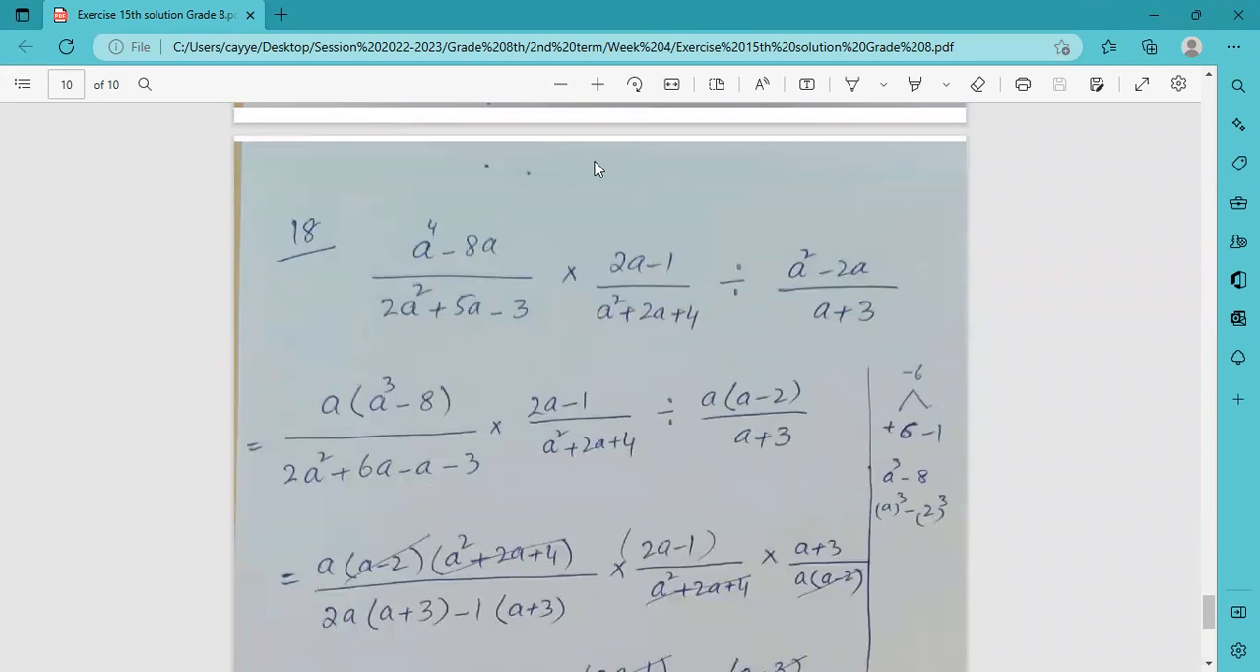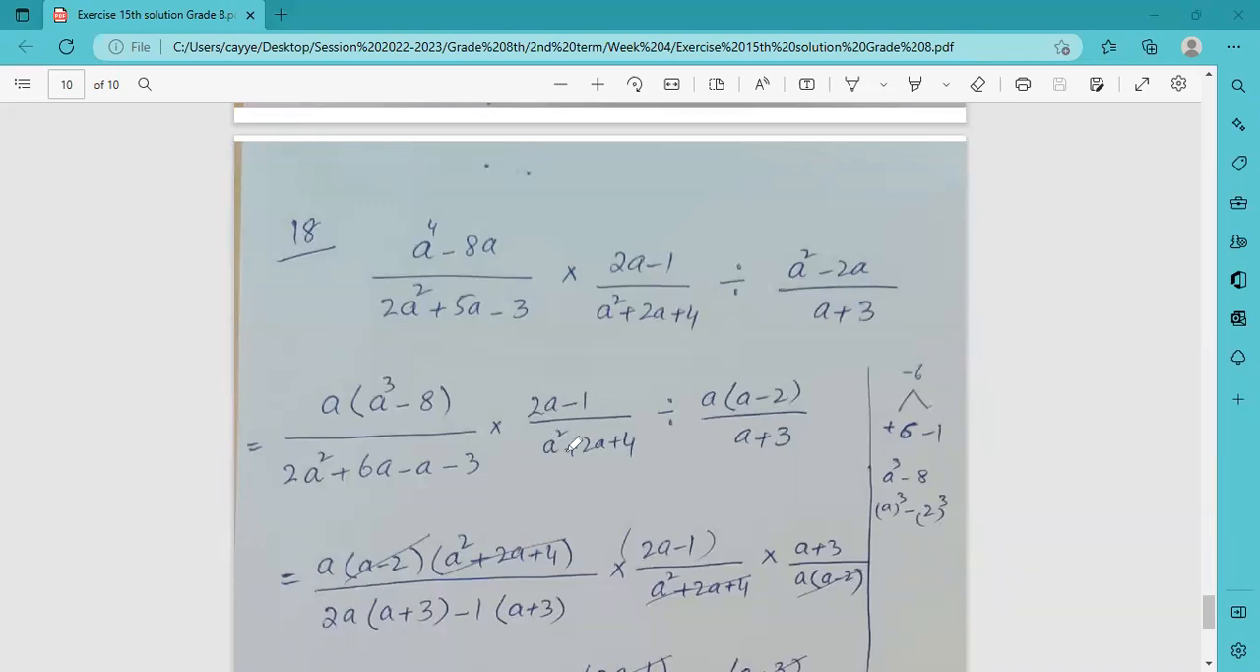4a. Now here, see this one. In this question, there is 4 and there is a. So we will take out only a. What is left? a cube minus 8. Now I remember this. The cube of 2 is 8. So it will become the formula, the identity, that is a cube minus b cube. If you memorize the identities or formulas, then you will be able to solve these questions. Otherwise, it will be difficult for you.